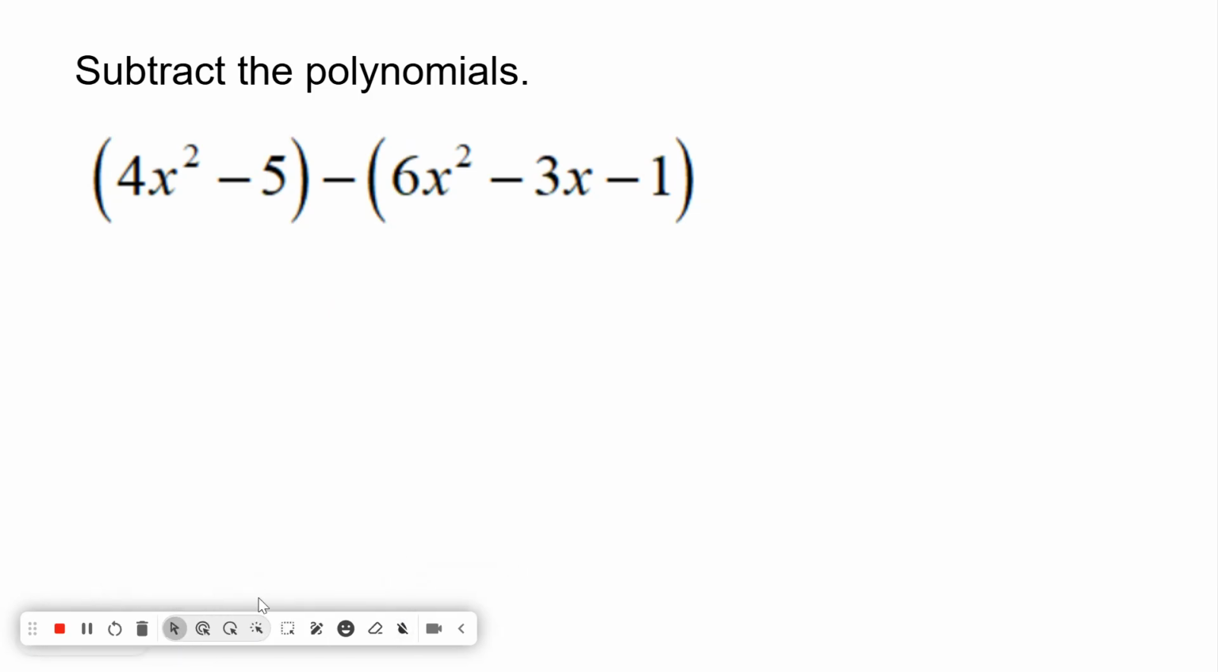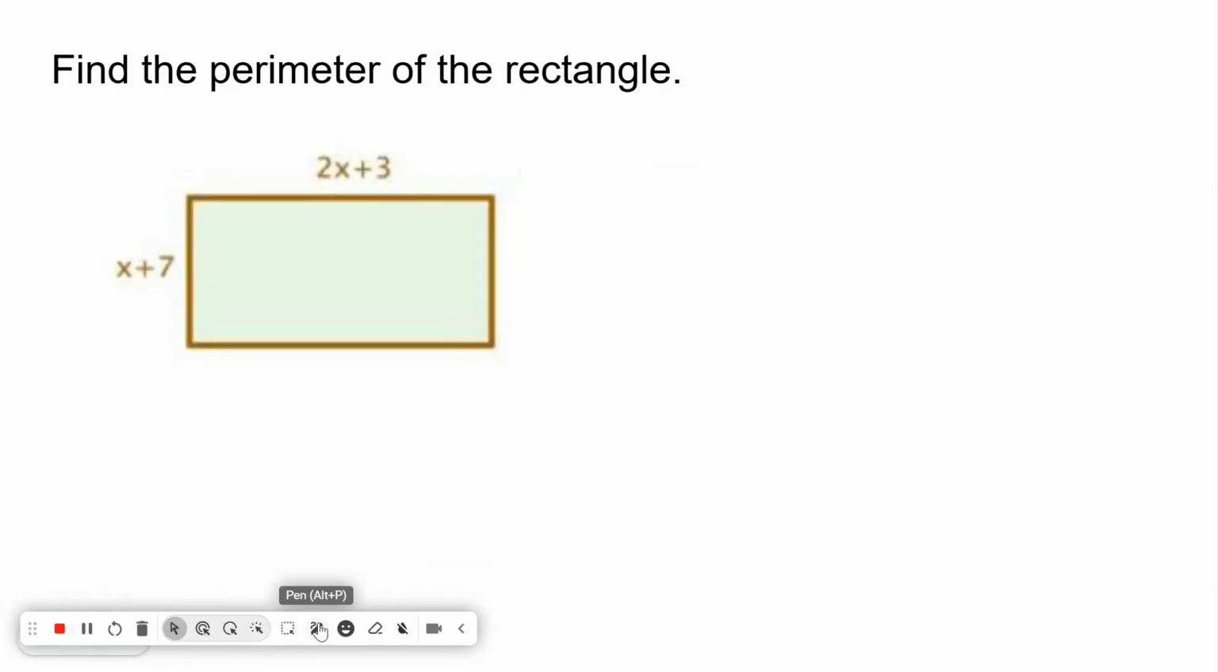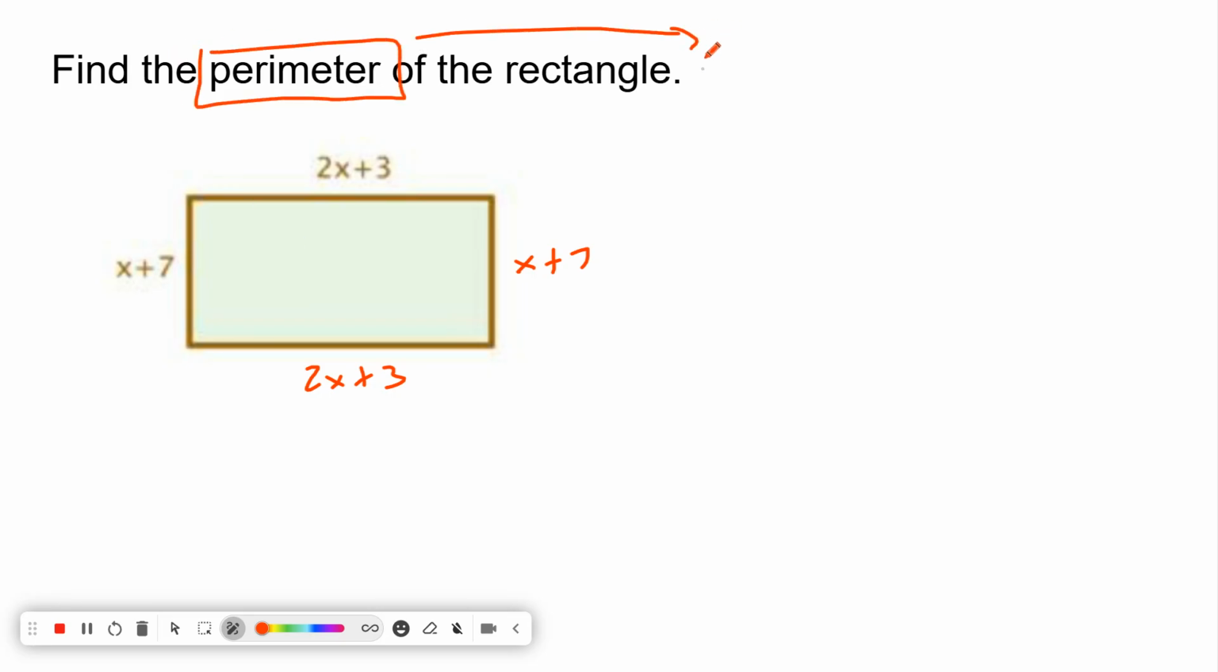Okay, we got one more problem here, more of an application problem. It says here, find the perimeter of the rectangle. So I'm telling you that this is a rectangle. So hopefully from your days before Algebra 1, you know that the opposite sides are congruent or equal. So if that top side's a 2x plus 3, so is the bottom side. If this left side's an x plus 7, so is the right side. And now to find perimeter is just the sum of the side lengths. Or it's the distance around a figure.